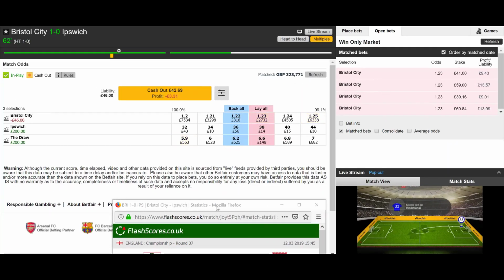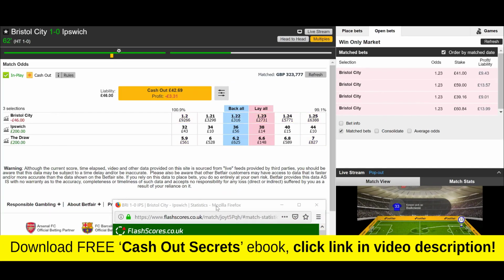So, following this match between Bristol City and Ipswich, Bristol City are a pretty strong favourite, I think around 1.60 starting price, and they're leading 1-0. So this is one of those situations where we're going to lay the winning team, and it's a strong home favourite who is the winning team. This is obviously not something the average novice football trader would want to do.